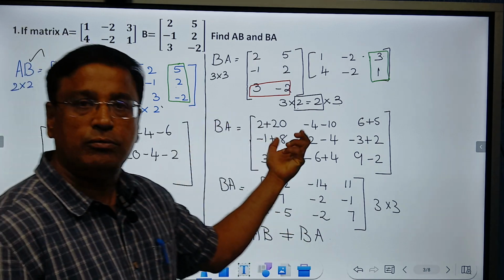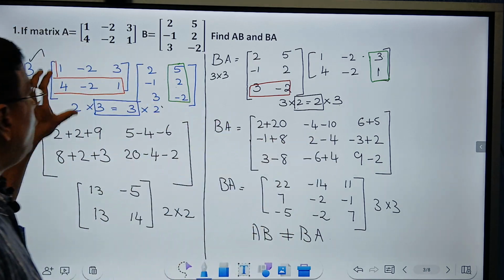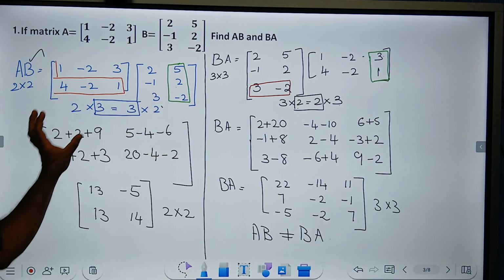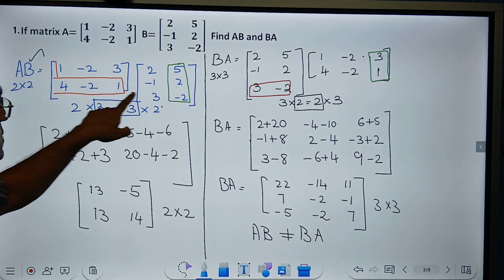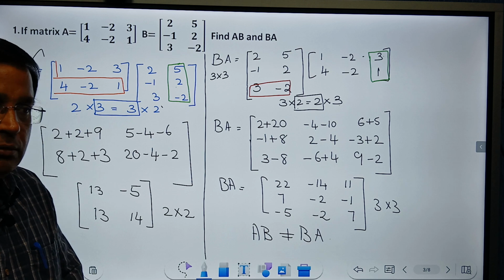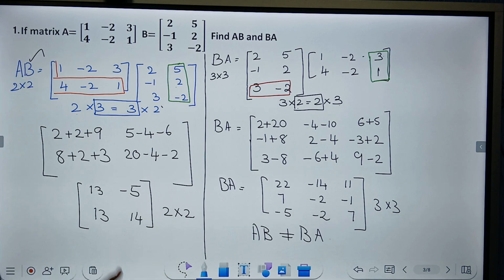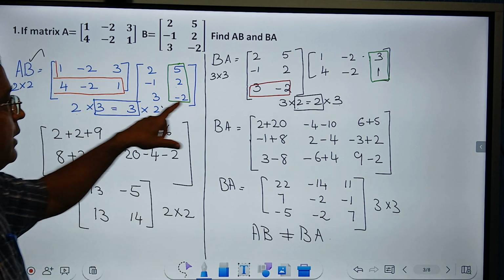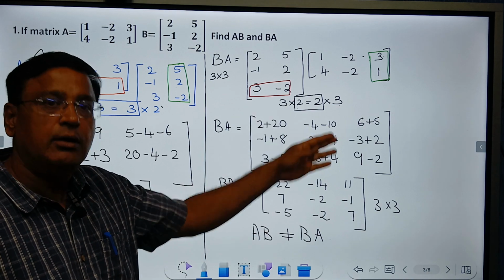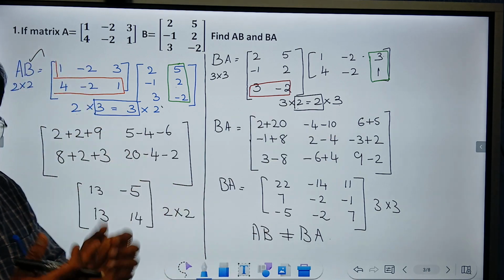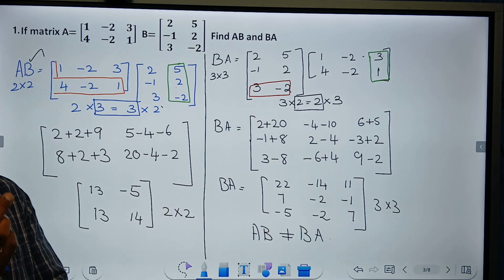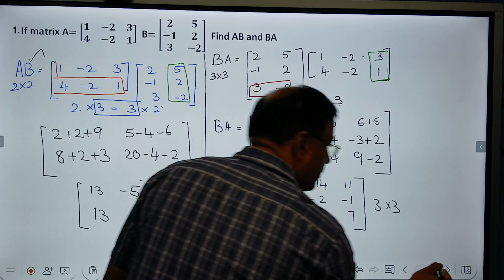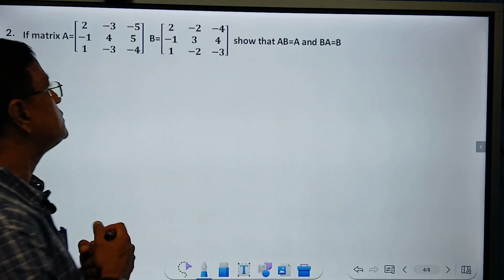Very simple demo. I hope you understood how to multiply two matrices. Don't draw these rectangles in the paper. It will be very confusing for you and for the examiners. I did this only to make you understand. But when you practice more questions, you will get it very easily. It is not at all difficult. Now let's go to the next question.